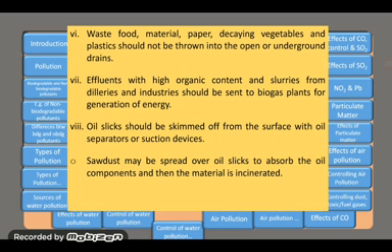Then oil slicks should be skimmed off from the surface with oil separators or suction devices. Once we have an oil spill, the necessary action to take is to do what? To skim it off from the surface, so that it will not be taken by runoff into the nearby water body. Then sawdust may be spread over such oil slicks to absorb the oil component, and then the material is incinerated. That is, the sawdust, after being used to absorb the oil, is incinerated properly. Not just burning it in an open place. We take it to an incinerator and we burn it off.